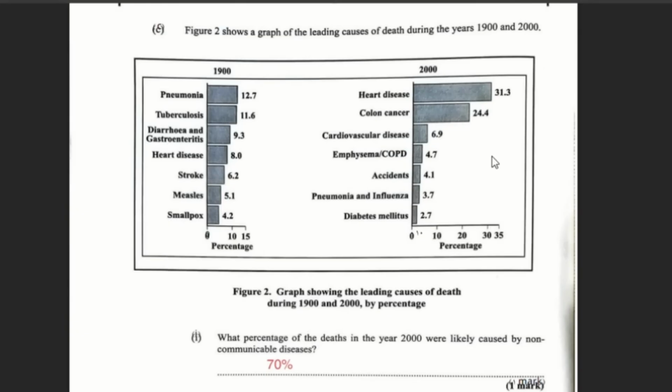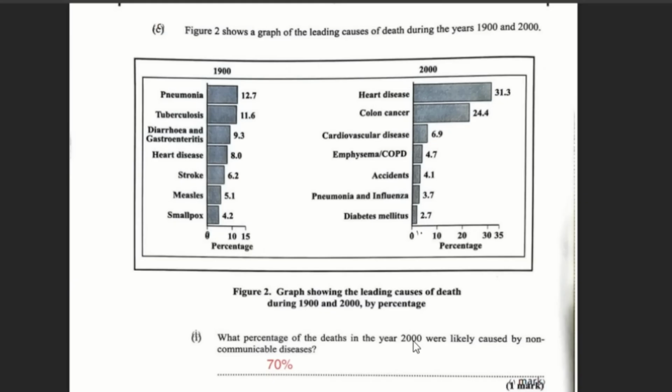Right, so basically it says figure 2 shows a graph of the leading causes of death during the year 1900 and the year 2000, right? So basically, this is 1900, this is 2000. So basically it's asking what percentage of the deaths in the year 2000 were likely caused by non-communicable diseases. So first we're going to have to look at 2000, since that is what it asks for.